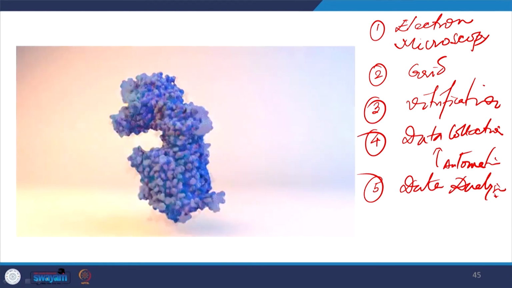We will talk about a few of these sections in more detail, and we will also discuss the history of how cryo-EM has progressed in the next class, and we will also talk about the data analysis part which I did not talk about today.